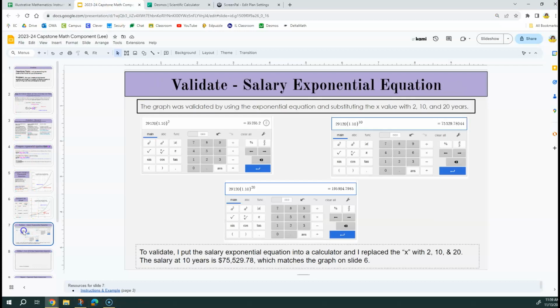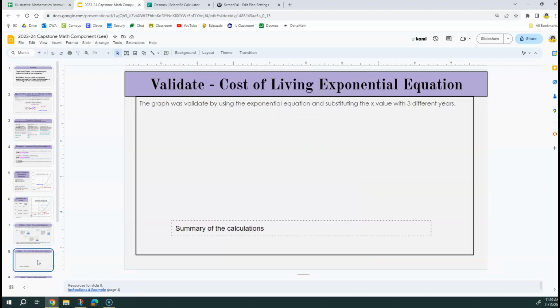So again, this is the same process that we used for the validate salary exponential equation, except on this one, we're going to be using the cost of living exponential equation. So up here, I added on a D because it's supposed to be validated. The graph was validated by using the exponential equation and substituting the x value, and again, instead of 3 different years, we'll use the same 2, 10, and 20 years.